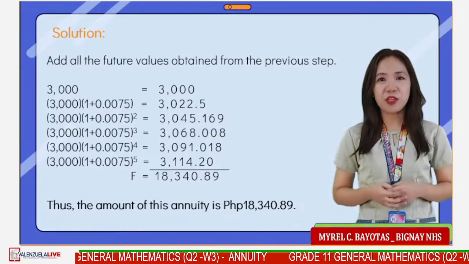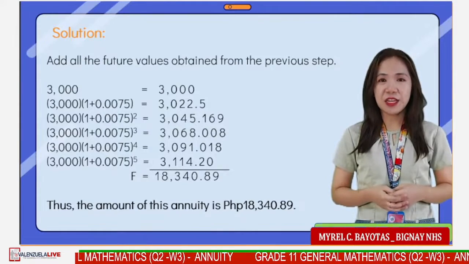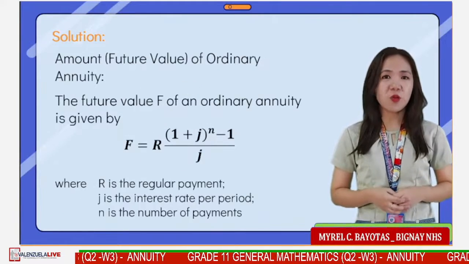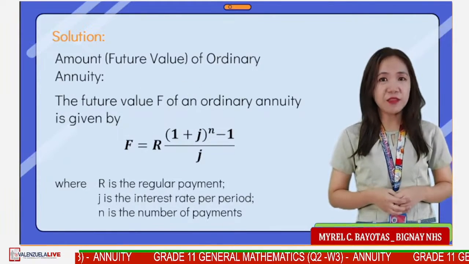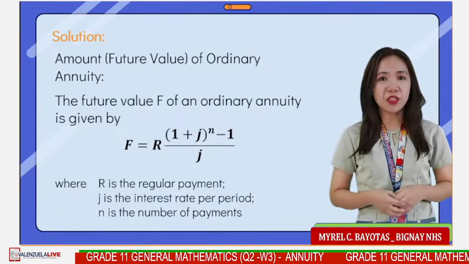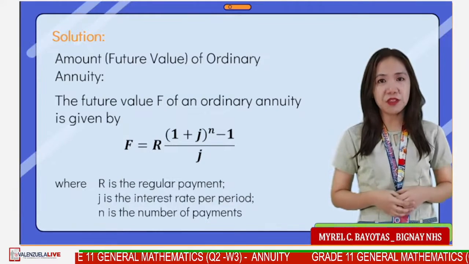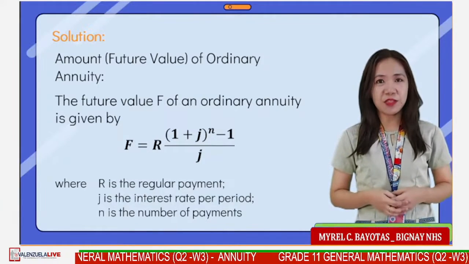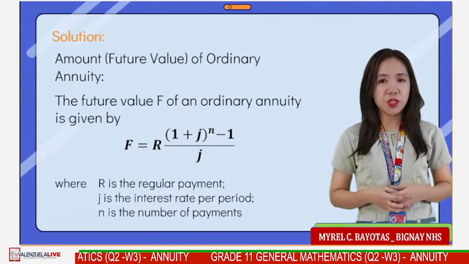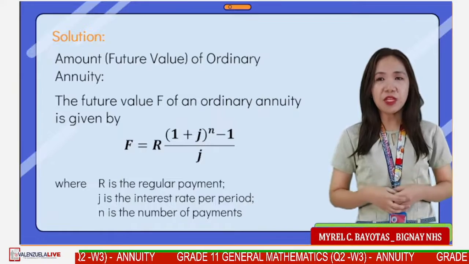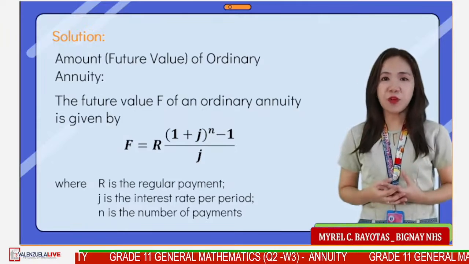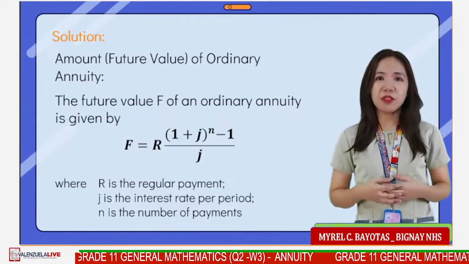Actually, there's another way of solving for the future value. That is through the use of the formula F is equal to R times the quantity of (1 plus J) raised to N minus 1 all over J, where R is the regular payment, J is the interest rate per period, and N is the number of payments. This formula was derived based on the procedure on how to accumulate the payment of each period to the end of the term. After reading the problem carefully, let us now list down the given.